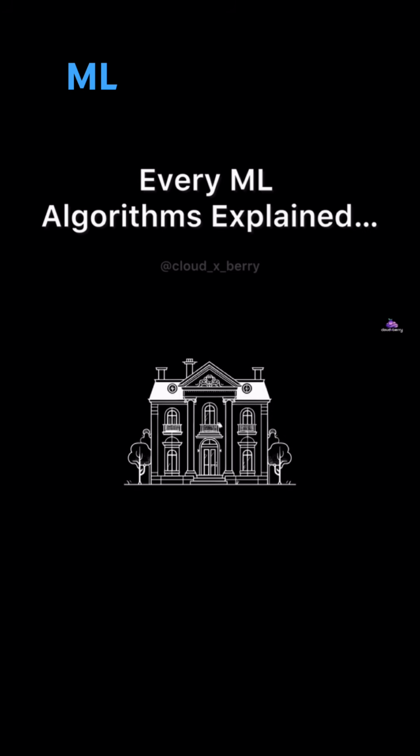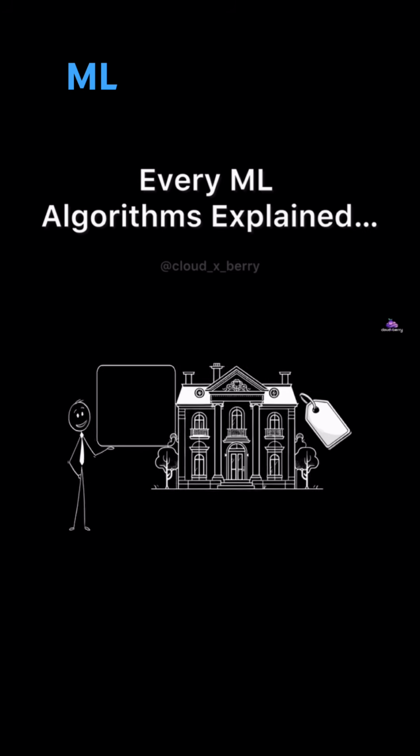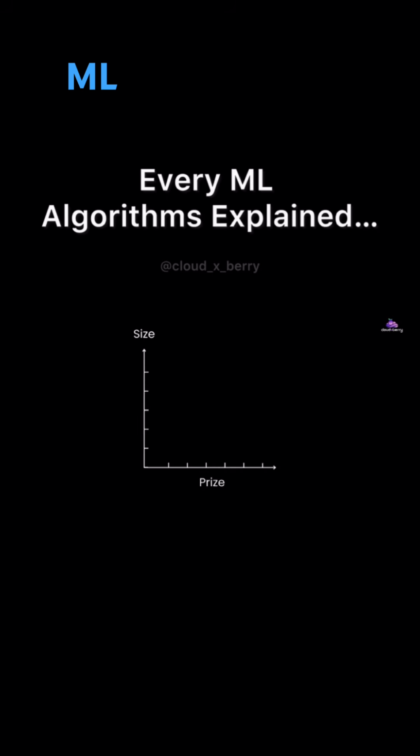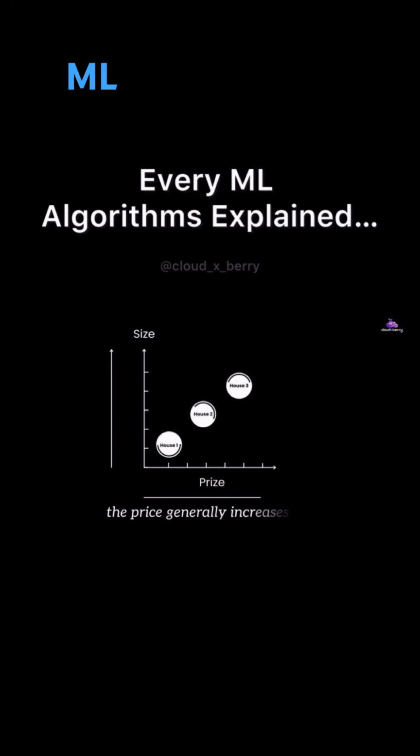Imagine you're trying to predict the price of a house based on its size. You collect past data, square footage and corresponding prices, and plot them on a graph. You'll notice that as the size increases, the price generally increases too.